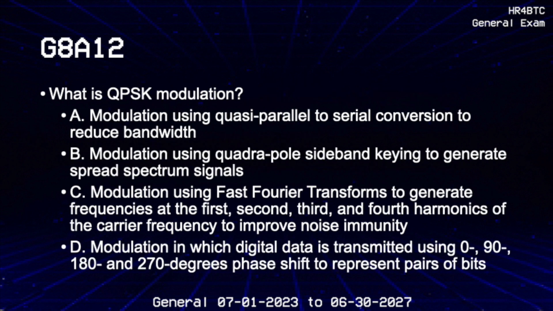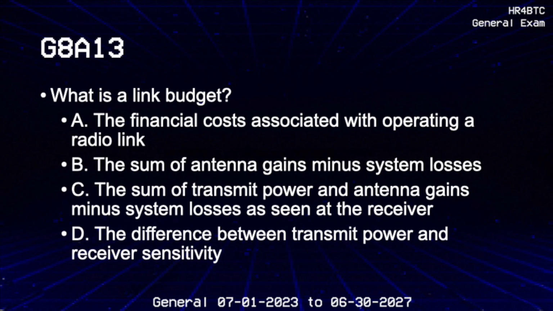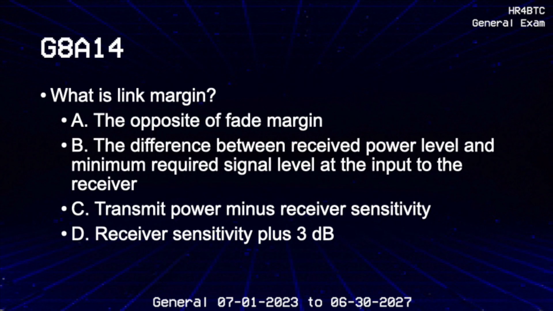What is QPSK modulation? Modulation in which digital data is transmitted using 0, 90, 180, and 270-degree phase shift to represent pairs of bits. What is a link budget? The sum of transmit power and antenna gains minus system losses as seen at the receiver.